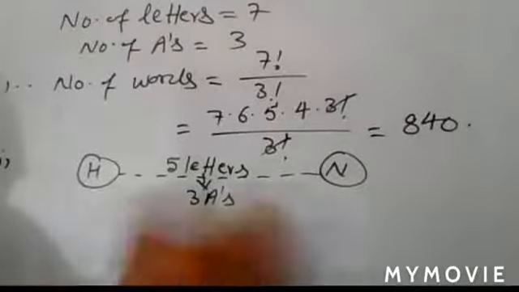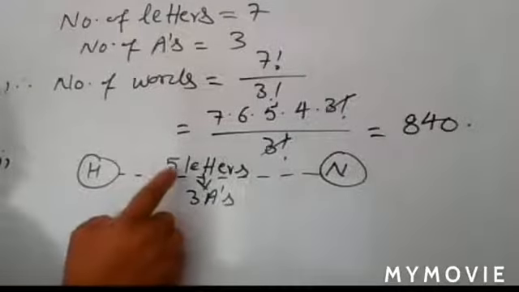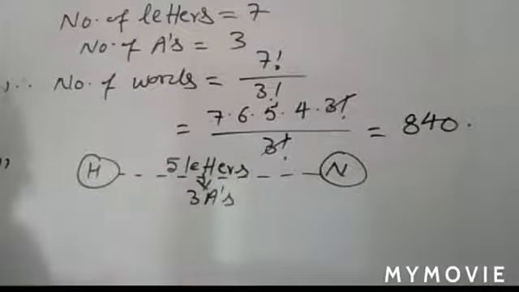So how many such words are there? You have to write factorial 5 upon factorial 3, and that gives your answer. Solve it quickly. 20. Yes, 20 is correct. That is your answer. Simplify it and write the explanation also.